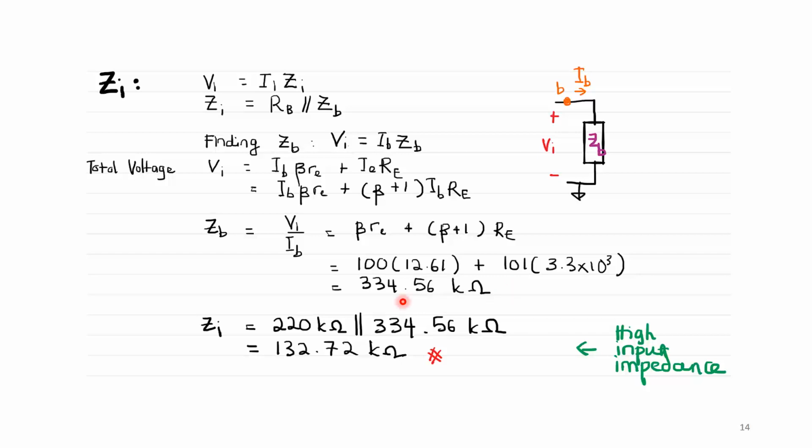That's because we want to find the input impedance, and input impedance is RB in parallel with ZB, giving us 220 kilo ohms in parallel with 334.56 kilo ohm, equal to 132.72 kilo ohms. Now compare this with the configurations that we had before this. Okay, you will find that with this emitter follower configuration, we have high input impedance. This is in the kilo ohm region, hundreds of kilo ohm region.